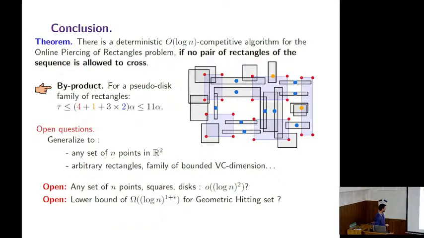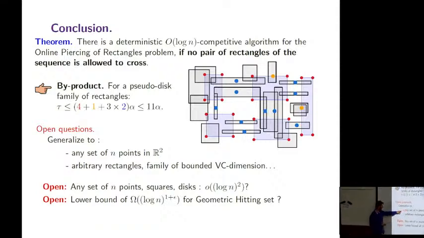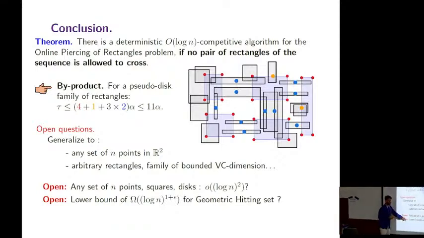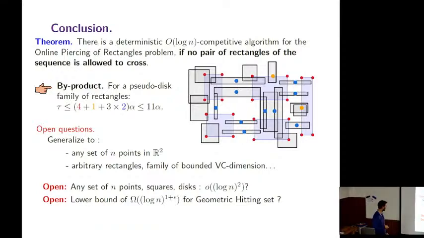So maybe some small open questions. It would be great to generalize to any set of points in the plane and not just the grids. Actually, it's quite open for many things. I think it's still open for squares and disks, but I'm not sure because there were some recent papers on arXiv. So maybe not, maybe yes, I don't know. It would also be great to get some lower bounds for geometric objects. And of course, generalize to arbitrary rectangles for the piercing at least. All right, thank you, that's it.